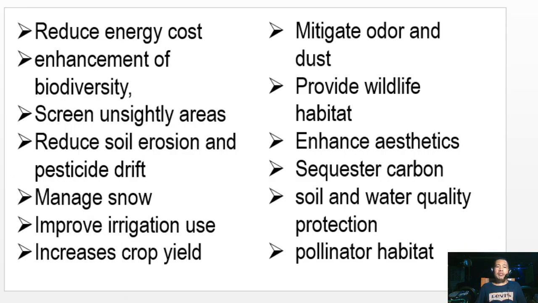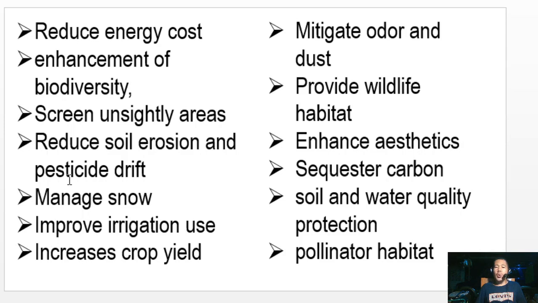So the benefits of having your windbreaks is that you can reduce your energy costs. It can enhance biodiversity. It can screen unsightly areas. For example, if your farm is quite messy and unorganized, the people outside cannot see what's happening or what's inside your farm. Also, it can reduce soil erosion and pesticide drift.